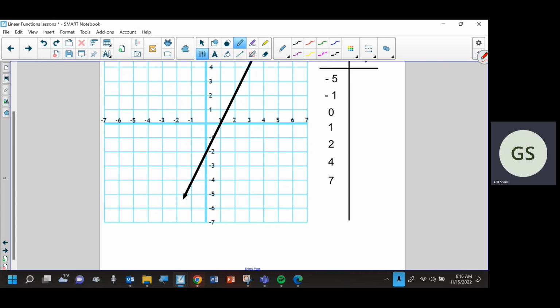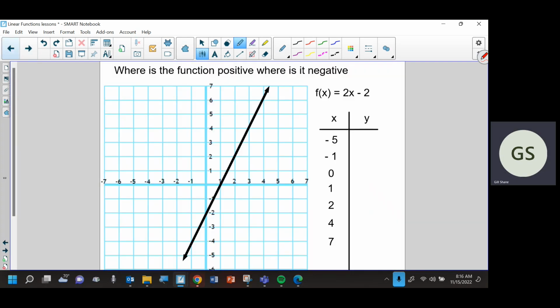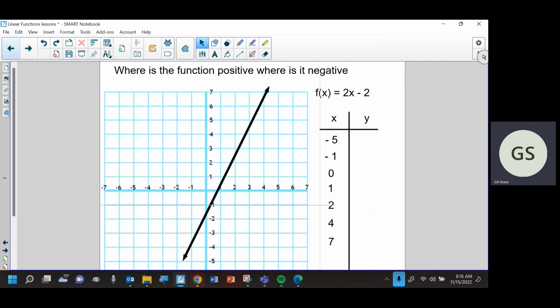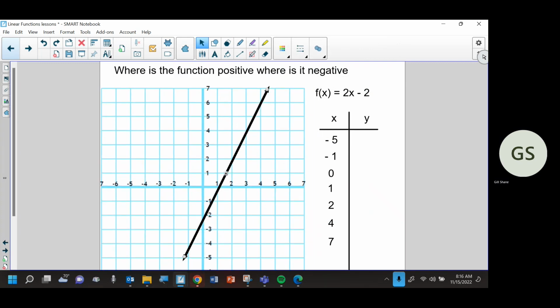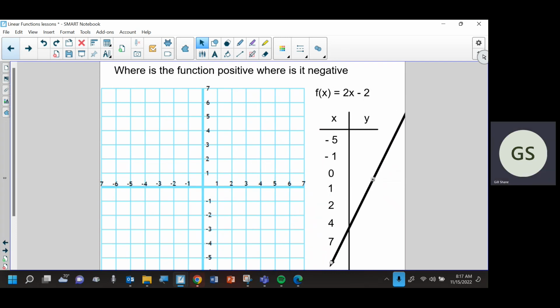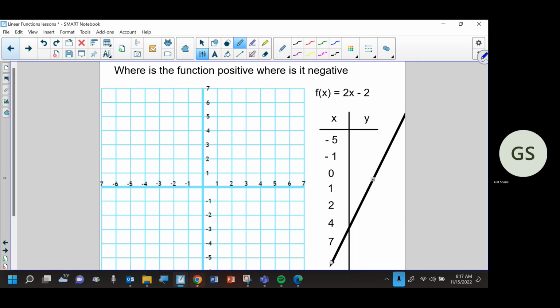So let's do a curved graph for this next one. I guess I could make a curved graph on this. I like this graph. For now. All right, so let's say I have this graph.